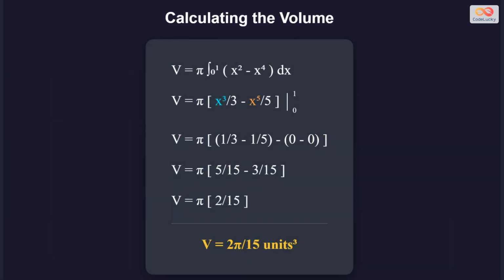Finally, we evaluate the definite integral. The antiderivative of x squared is x cubed over 3. The antiderivative of x to the fourth is x to the fifth over 5. We evaluate this from 0 to 1.